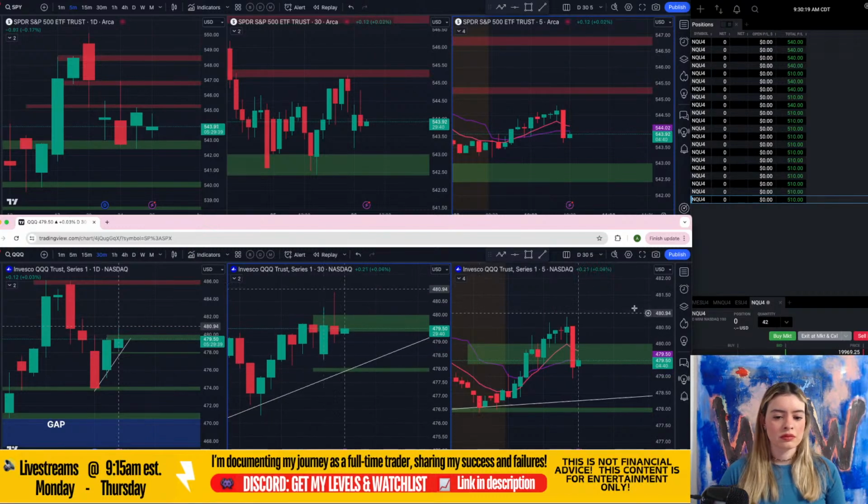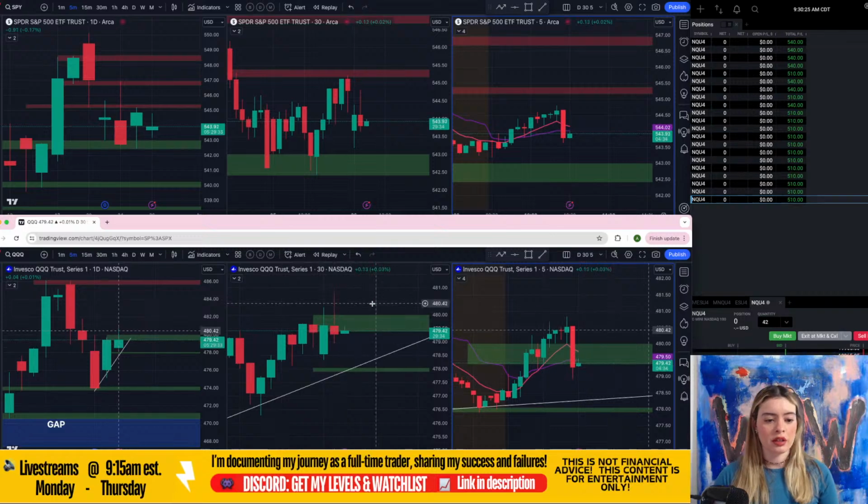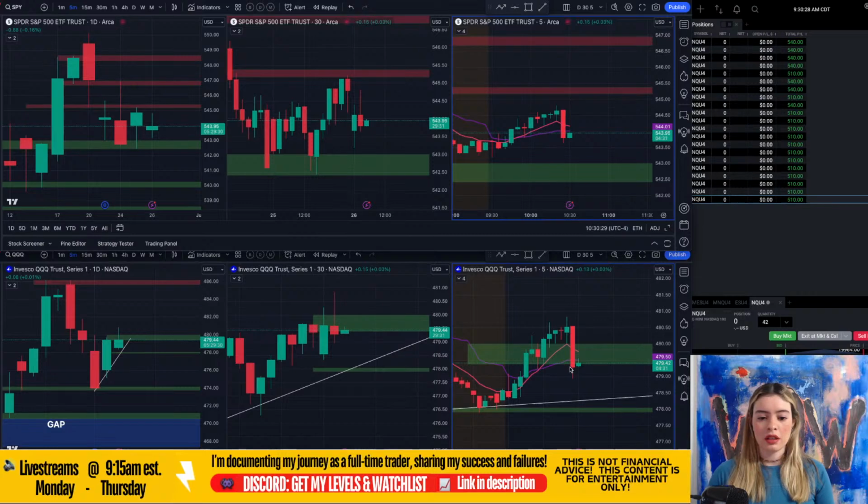Let's see, if the Q rejects here, the VWAP, that's pretty bearish. Look at this 30-minute candle here. That's ugly. And if it rejects the VWAP, I'm going short.